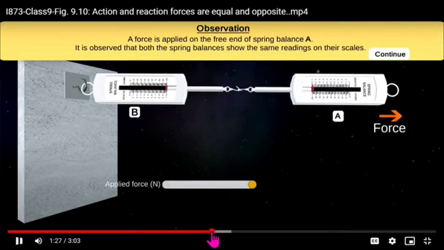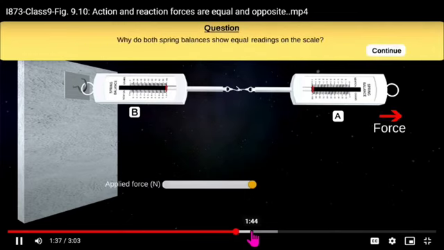It is observed that both the spring balances show the same readings on their scales. Click on the continue button to continue. Why do both the spring balances show equal readings on the scale? Click on the continue button to continue.